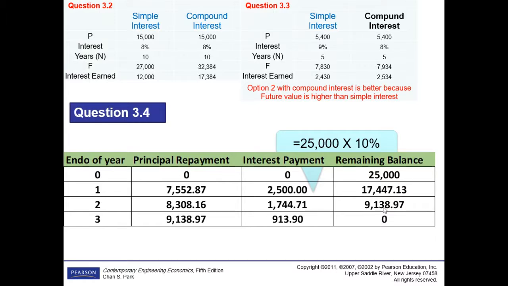Okay, so once there is a solution here, this is how you do it by yourself. 25,000 was the balance multiplied by 10%, your remaining balance in the previous year. I'm at year 1. Is it clear how 2,500 is calculated? Is it clear to everyone? How 2,500 for interest in year 1 is calculated?